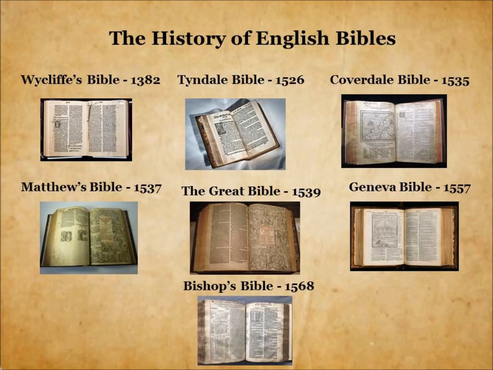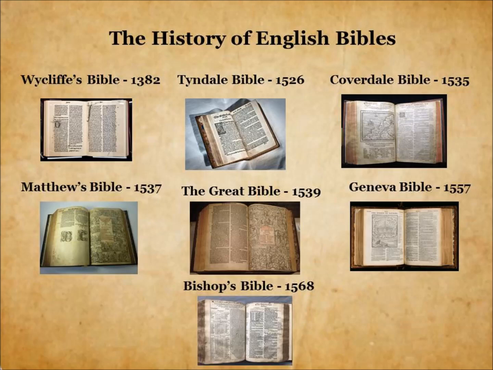Now, John Wycliffe is known as the Morning Star of the Reformation, and he was a scholar in England. His Bible translation, however, didn't come from Greek. It came from the Latin Vulgate. And this is before the advent of the printing press. So all of the Wycliffe Bibles were hand-copied Bibles.